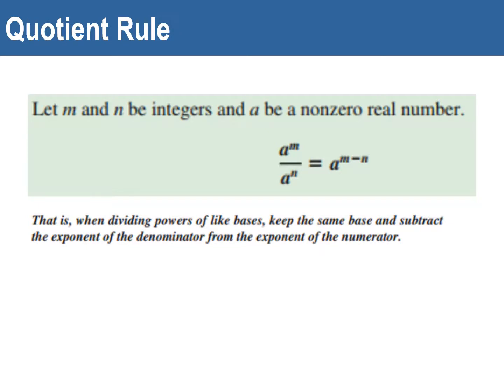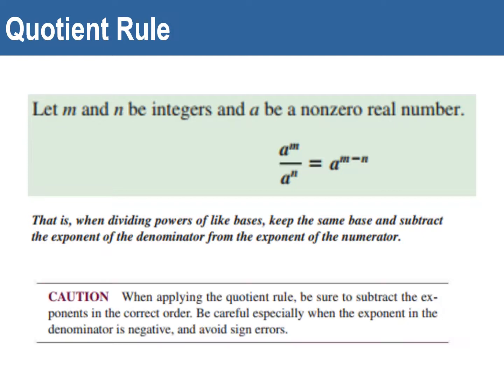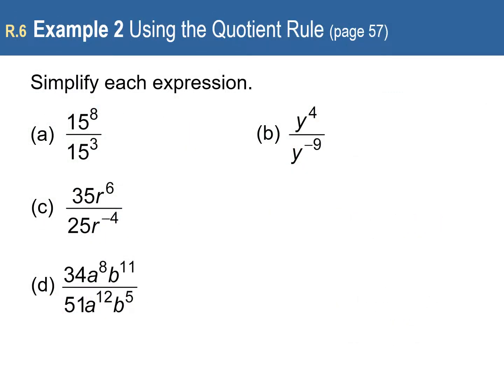When I have a to the m divided by a to the n, that's the same thing as a to the m minus n. You can do this when the bases are the same. And again, make sure you do them in correct order, numerator minus denominator. So let's see if we can simplify these. 15 to the 8th divided by 15 cubed is 15 to the 8 minus 3, or 15 to the 5th.